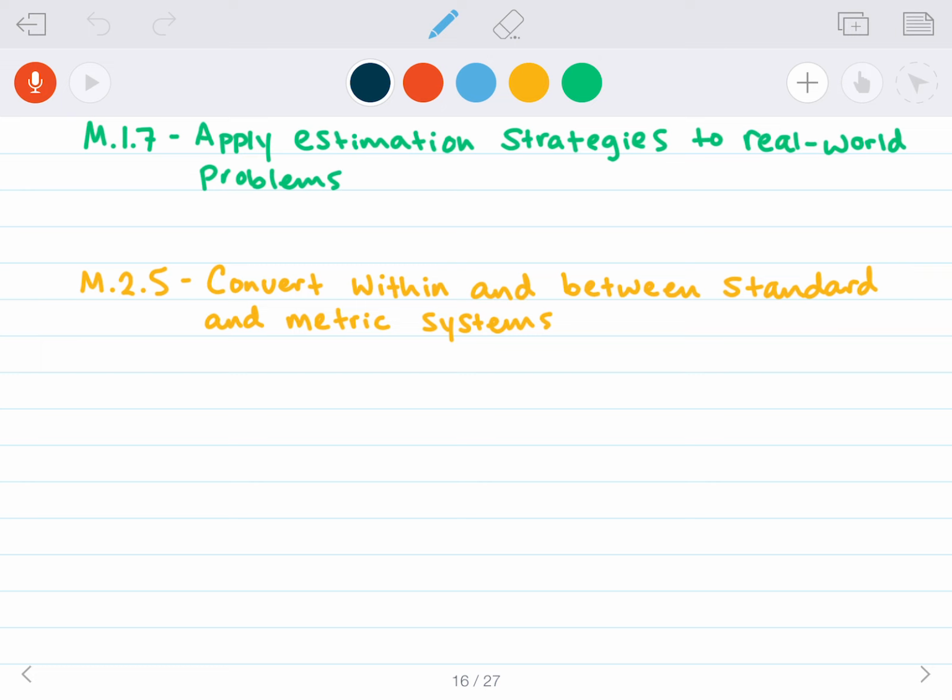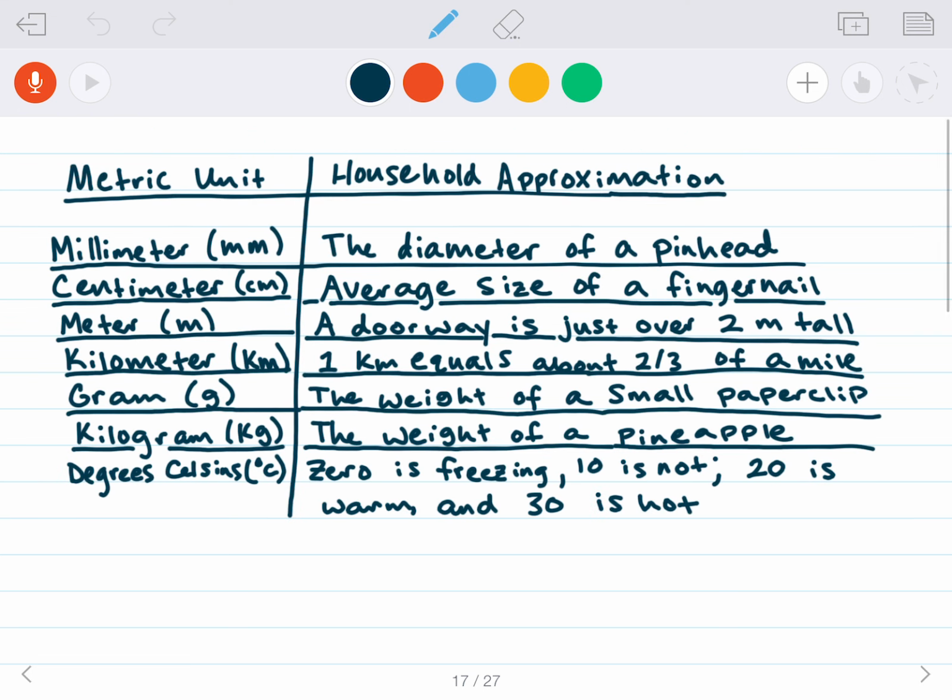Hey guys, in this video we're going to talk about M.1.7 and M.2.5. So this video is going to be about converting units and talking about units that make sense. Okay, so here are some units and what they mean in the real world.